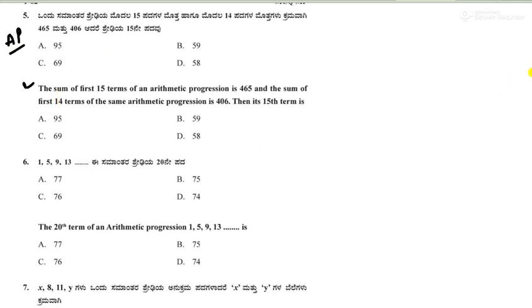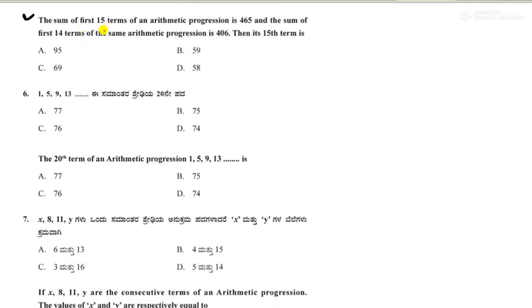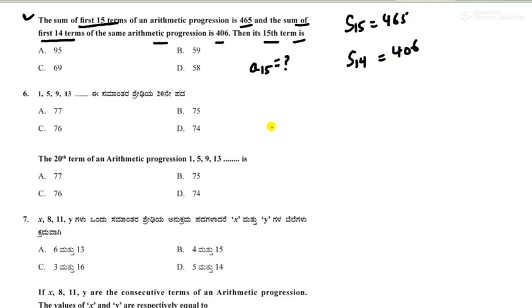So what is the question given? Let us check. The sum of the first 15 terms of an AP is 465 and the sum of the first 14 terms of the same AP is 406. Then its 15th term is dash. Whenever you see the sum of the first 15, it means they have given S15. Here also they have written the sum of the first 14, so they have given S14, and they have asked you to find its 15th term. They have not asked for the sum, they have asked for the 15th term, A15. So what is given? 465, and this is 406. Now you have to find A15.